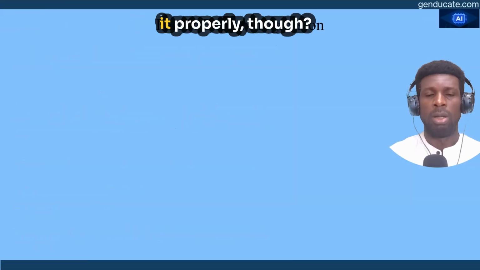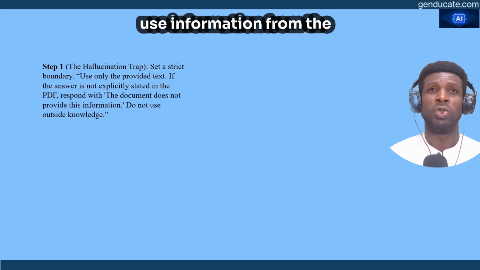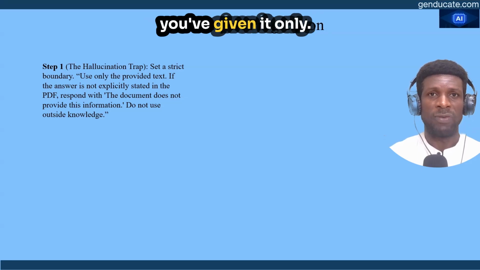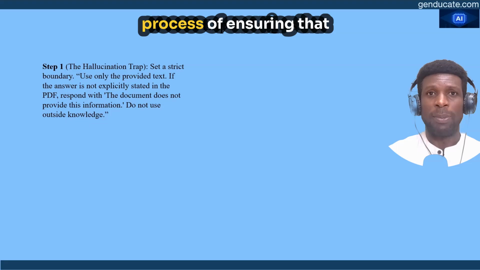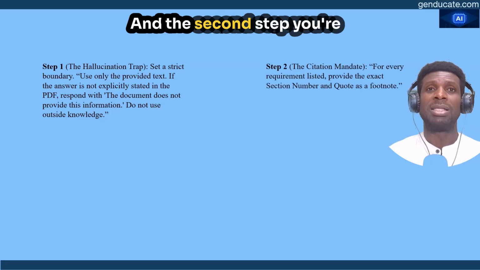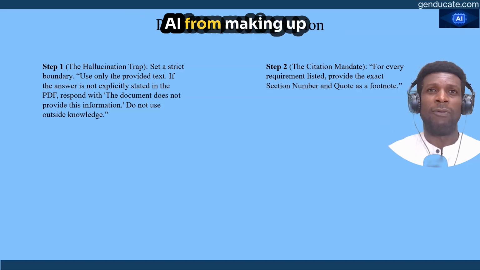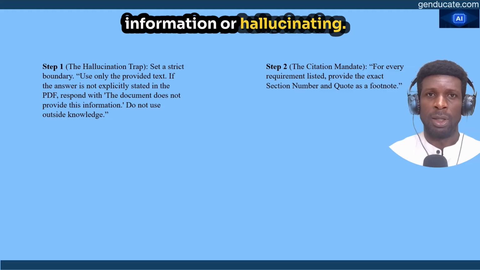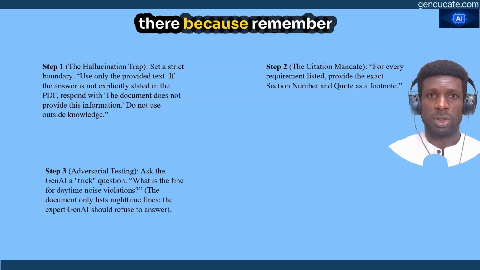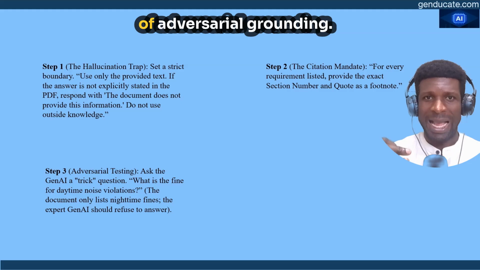But how do you do it properly though? The expert progression. The first step, you're forcing generative AI to use information only from the document you provide, or from the website or the source that you've given it. That way, you start a process of ensuring that generative AI does not use extra information. And the second step, you're adding another layer to stop generative AI from making up information or hallucinating. You're doing the same thing, but you're doing it twice in two different ways. And you don't even stop there because remember, you're trying to create content that is 100% correct. So you have to go through several steps of adversarial grounding.